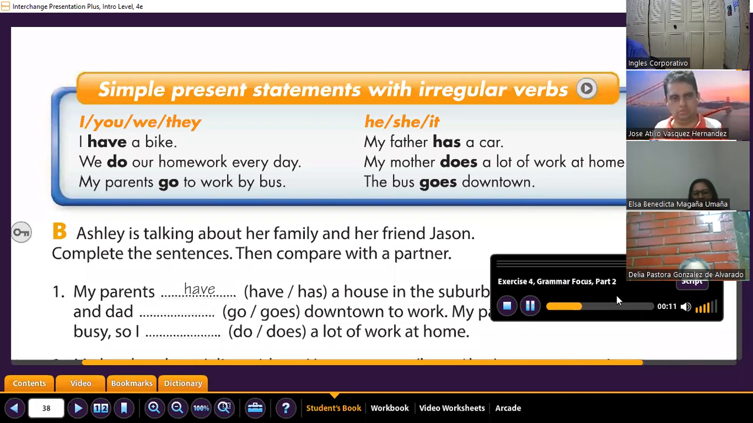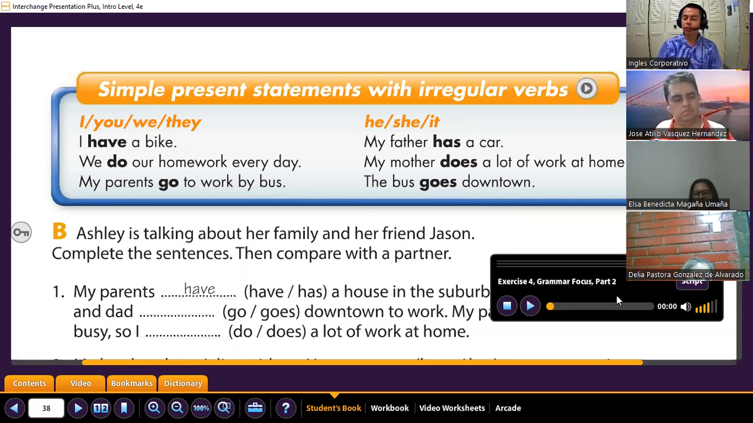I, you, we, they. He, she, it. I have a bike. My father has a car. We do our homework every day. My mother does a lot of work at home. My parents go to work by bus. The bus goes downtown.